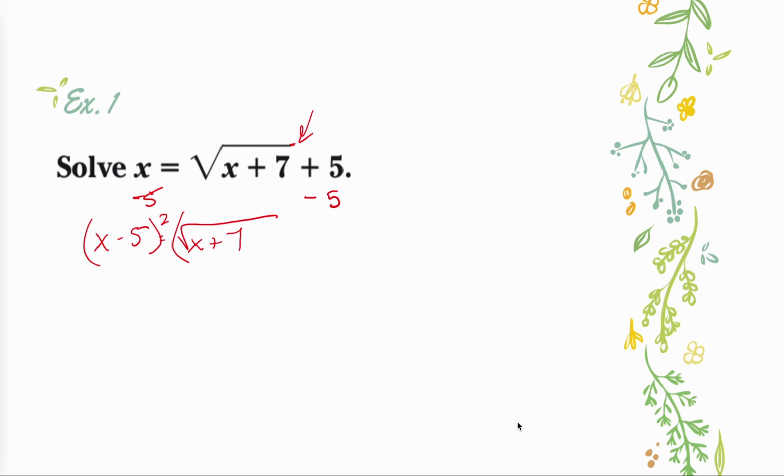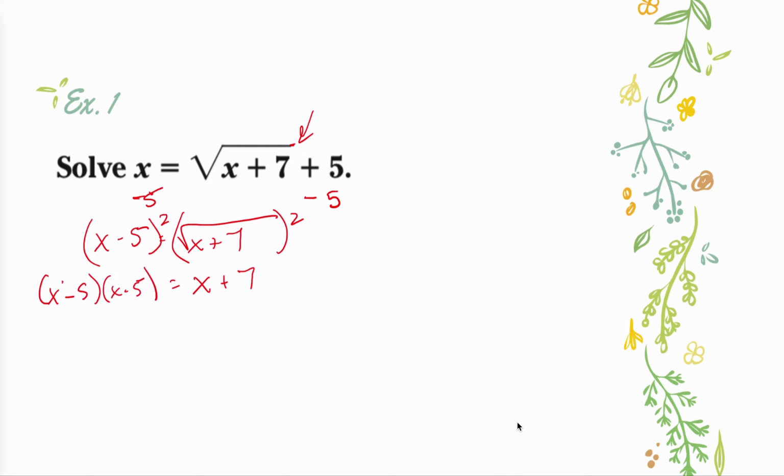Now, we're going to square both sides. And for the right-hand side, that makes the square root go away, and this is just x plus 7. For the left-hand side, you have to FOIL. If I see somebody that just makes this, x squared plus 25, no, that is wrong. You have to FOIL. So x minus 5 times x minus 5.